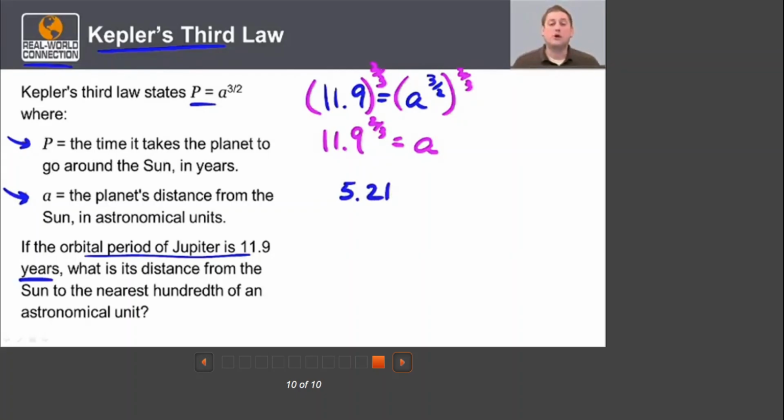Now, it's very important that we don't round our answer until the very end to avoid making any rounding errors. So, rounding to the nearest hundredth of an astronomical unit, we end up with a value of 5.21 equal to A. So, we're dealing with 5.21 astronomical units. What does that mean? Well, if 1 astronomical unit is the distance from the Earth to the Sun, then the distance from Jupiter to the Sun is more than five times the distance from the Earth to the Sun plus a little bit.